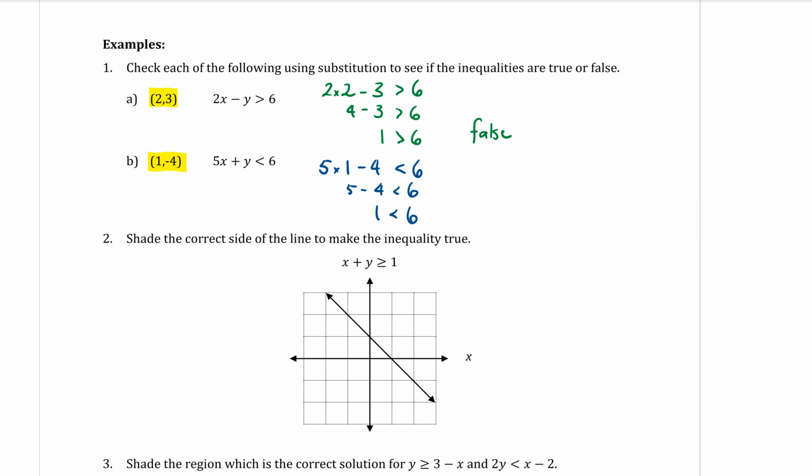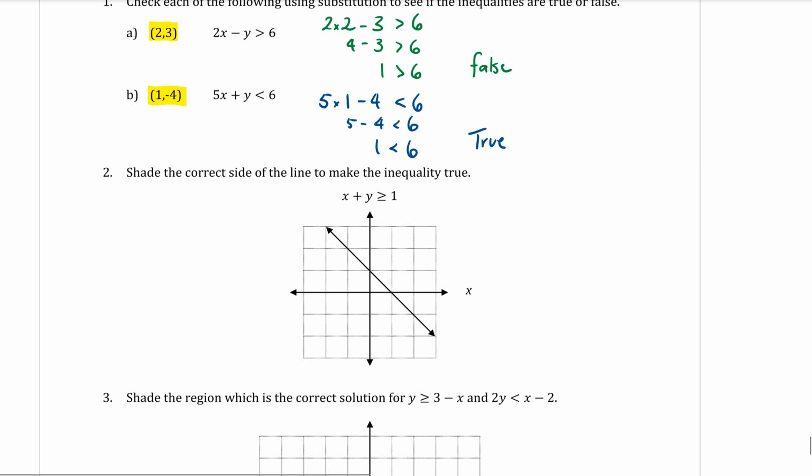True or false? True. So that is true, which means that the point that has been selected was the correct side of the line to shade, which you will do further down. So here it is, question 2. The graph has been drawn for you, which won't happen in your test, but we're just practicing for now. Shade the correct side of the line to make this inequality true. The line's drawn there to save us that first step.